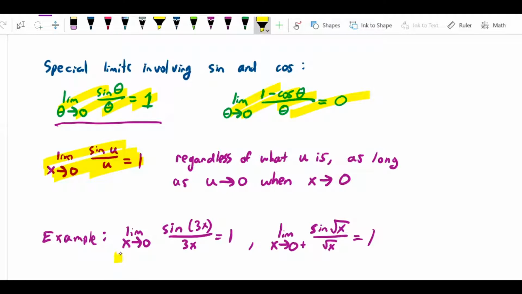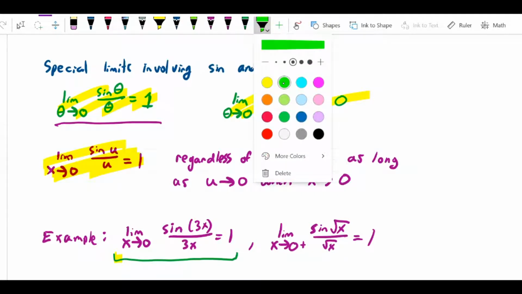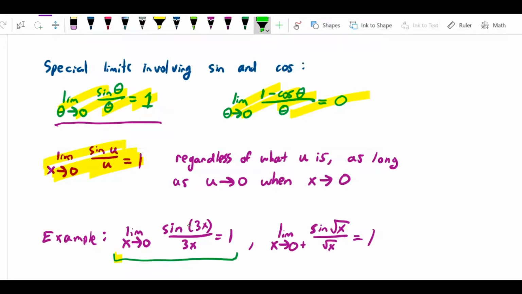Here, for example, we have the limit as x approaches 0 of sine 3x over 3x, and that does in fact equal 1. So as long as, let's put these in green, as long as this actually matches this, and these two expressions are actually approaching 0 when x approaches 0, then this limit will also be 1.